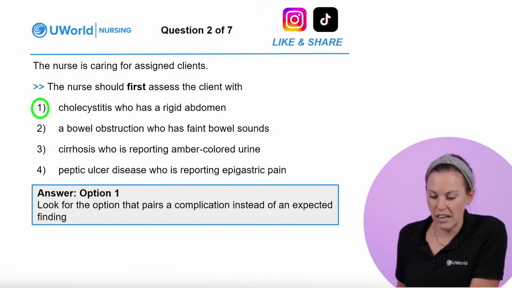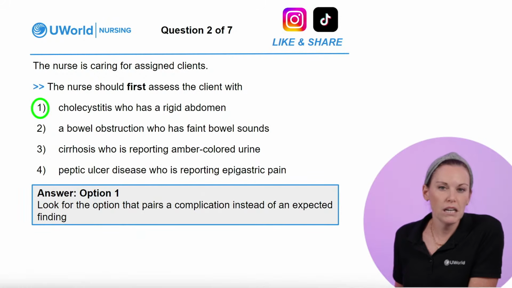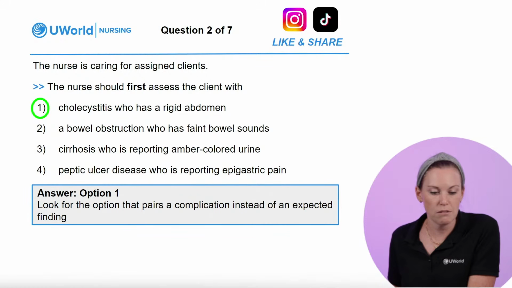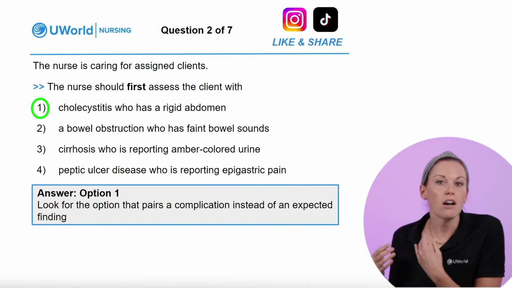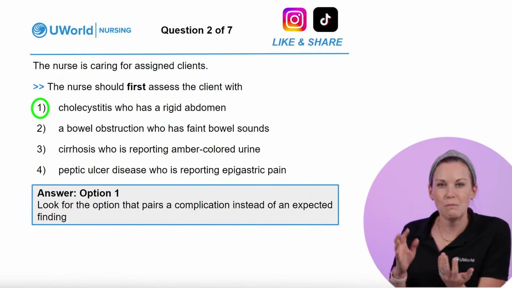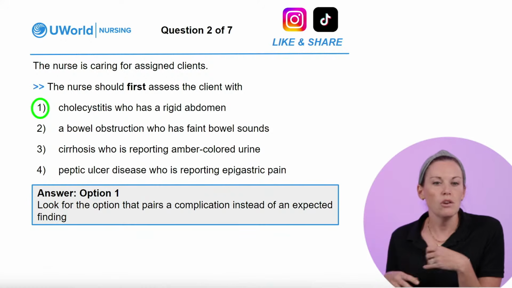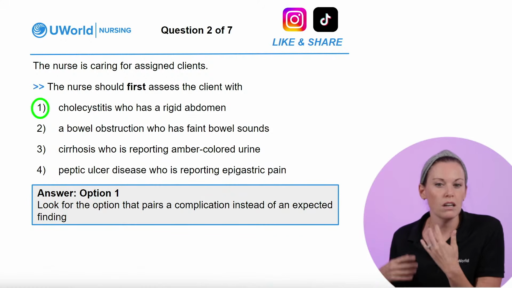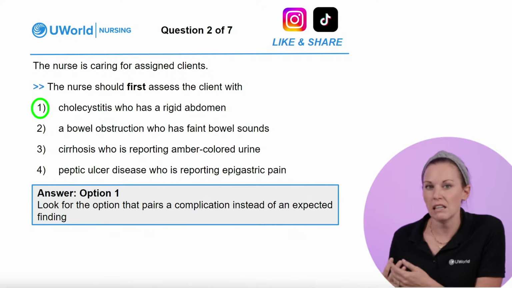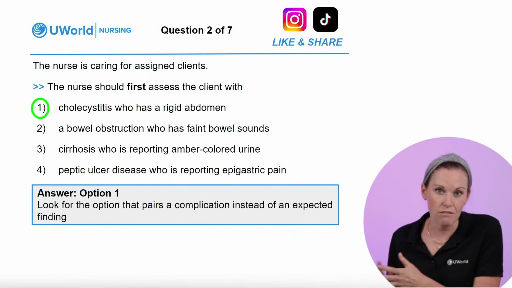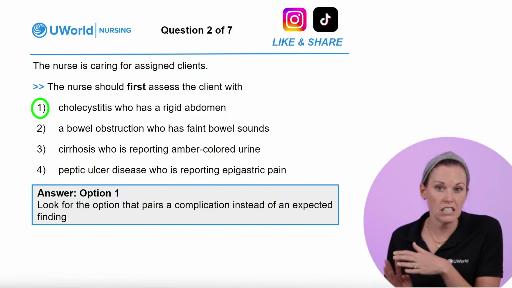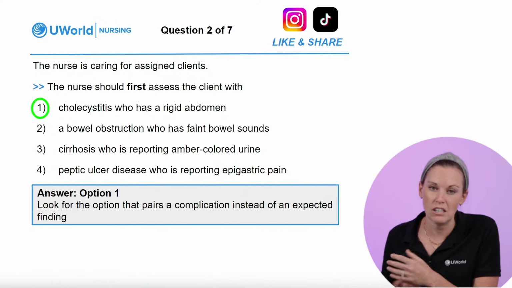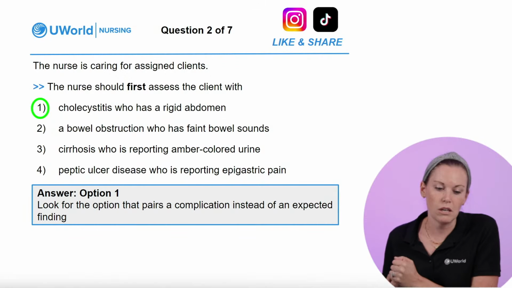All right, so again, you guys answered great on that one. We are worried about this client in option 1, cholecystitis, who has a rigid abdomen. So again, we're looking for what is going to indicate a complication versus what is an expected pairing with the condition. So what we're seeing in options 2, 3, and 4, these are all things that we're going to expect a client to show us or talk about or have with these conditions. But a client with cholecystitis, we are not expecting a rigid abdomen. That's going to indicate a complication. So that's one of the ways we can approach this question.